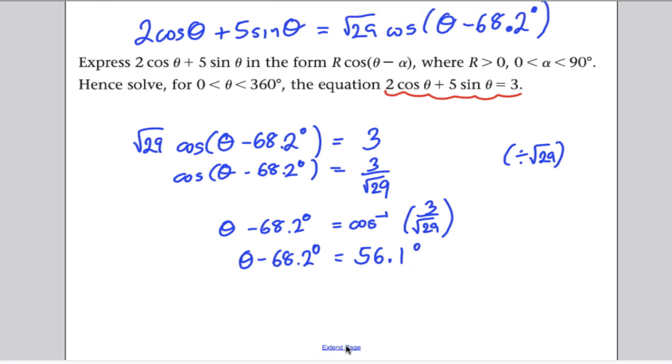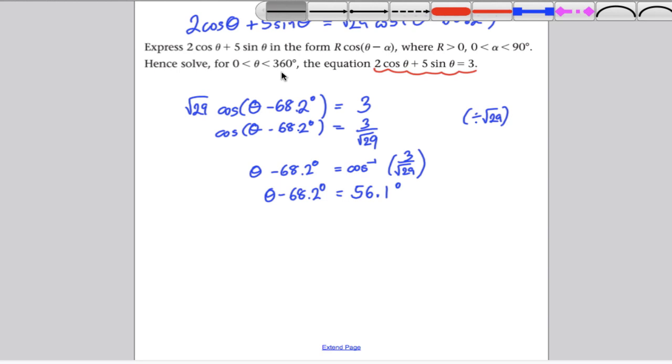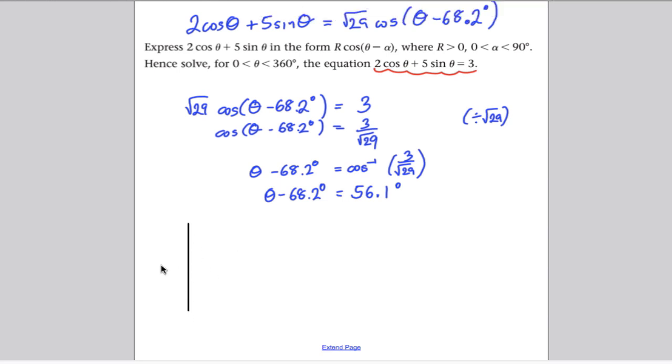Now we have to find all the other values. Now we draw a normal cos graph. We're going between 0 and 360.